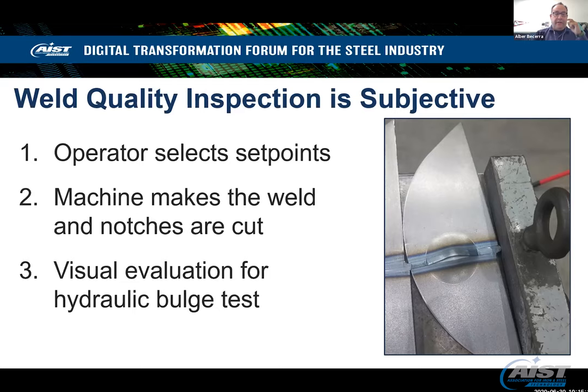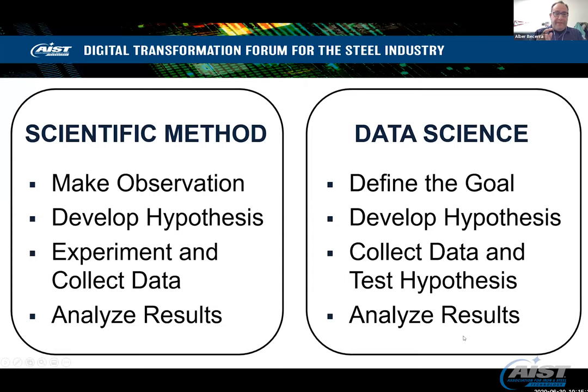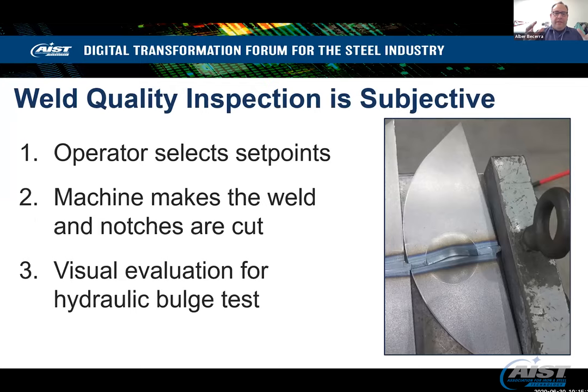So after the operator selects all the data, he presses the automatic button in the HMI. After that happens, the machine fully automatically makes the weld. At the very end of the weld, the machine cuts both edges, operator side and drive side. These are known as notches. And then the operator takes every single one of these notches and takes them to the hydraulic Bosch test.